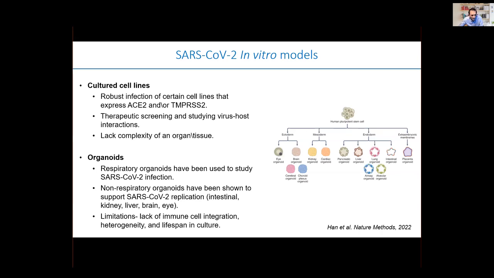And one of the more important things is lifespan in culture. How long can these organoids last? And are you able to extend them out for 1 week, 2 weeks, up to a month or more after infection?